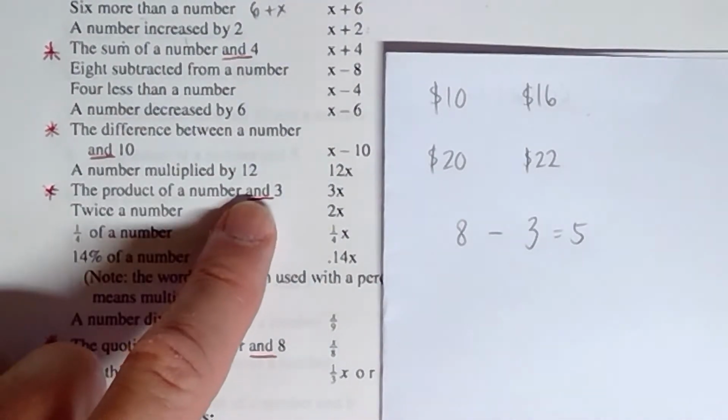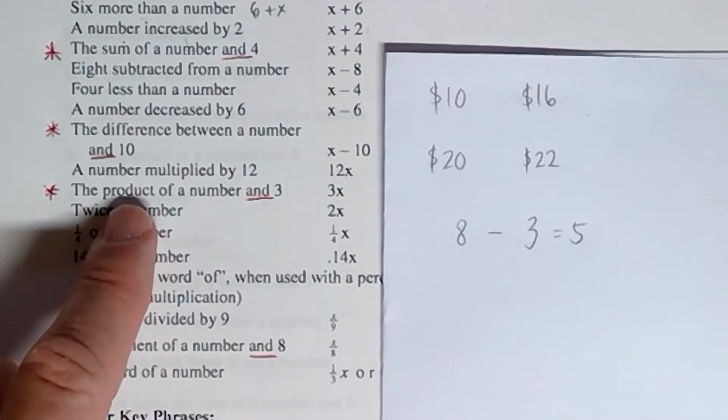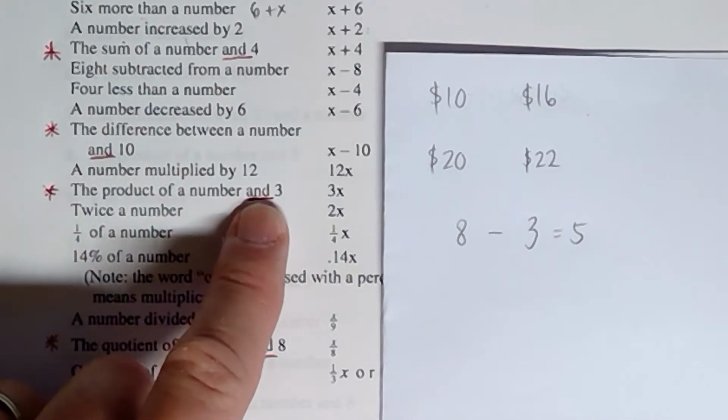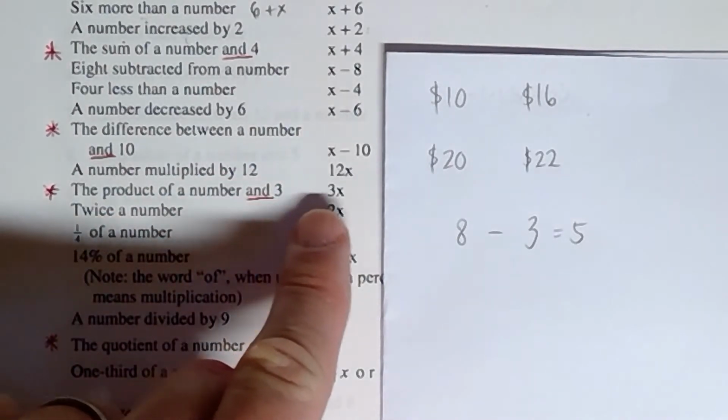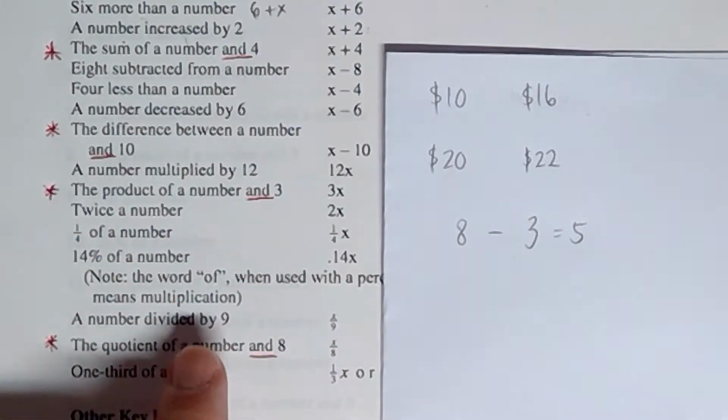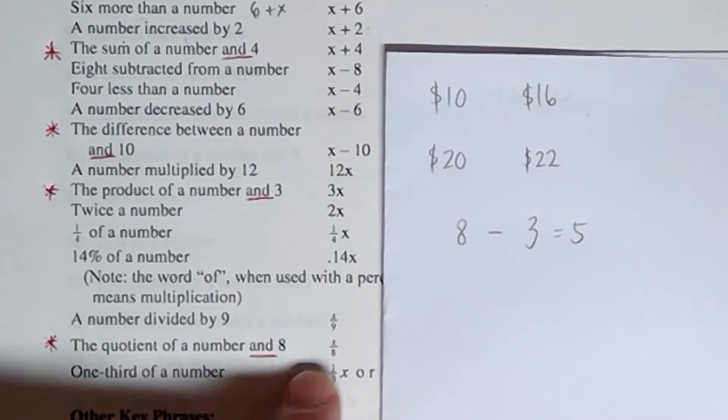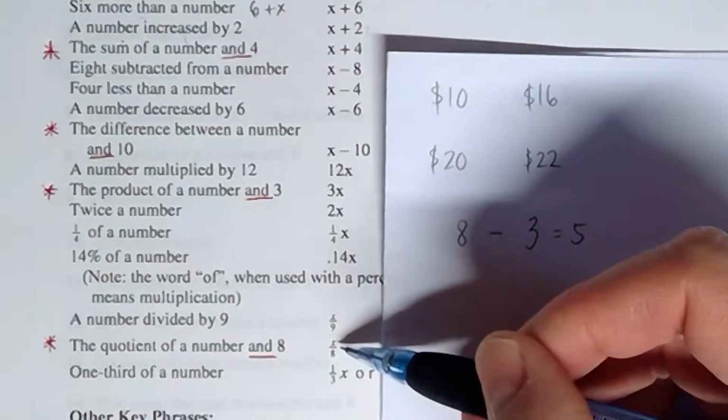It's going to work the same way for product and quotient. Okay, x times 3, because product means times. X times 3, that's equal to 3x. And finally, quotient, x divided by 8. And you can see I wrote that there, x divided by 8.